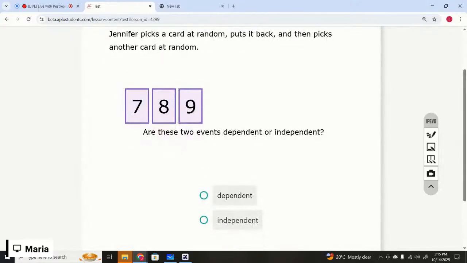Jennifer picks a card at random, puts it back, and then picks another card at random. Are these two events dependent or independent? For the first time, he has three cards, but for the second time, he put it back, so they are the independent events. The correct option is independent events.